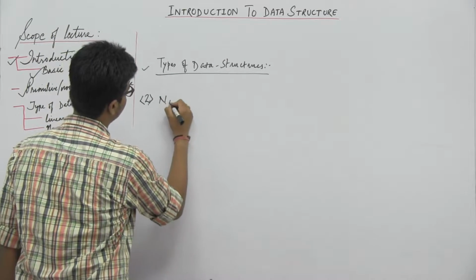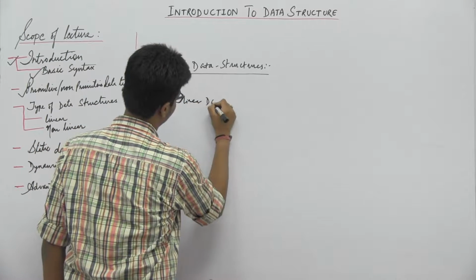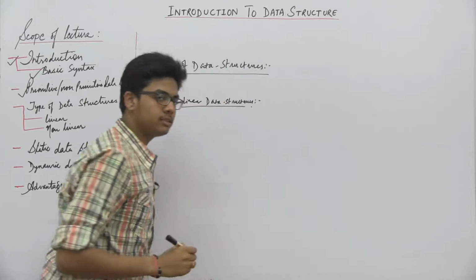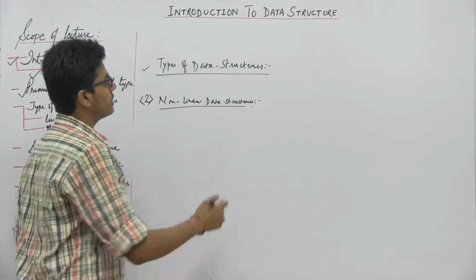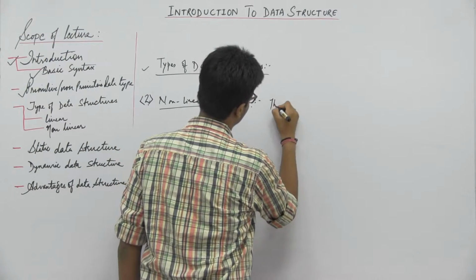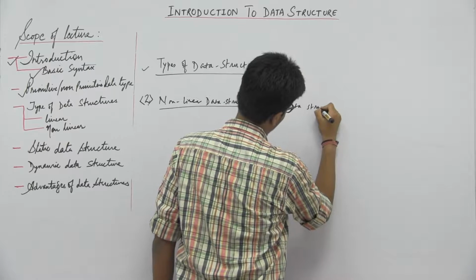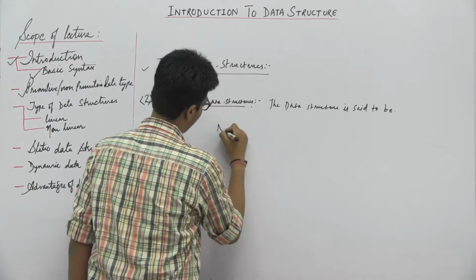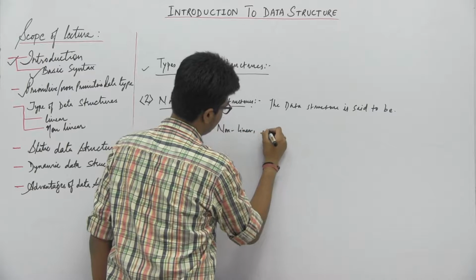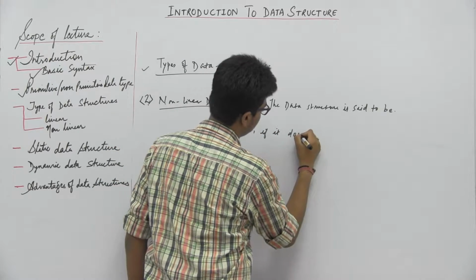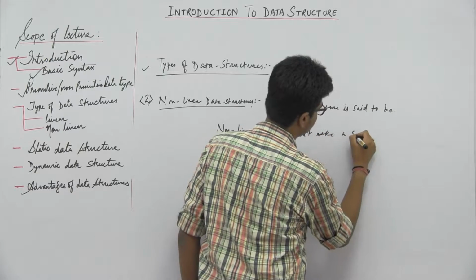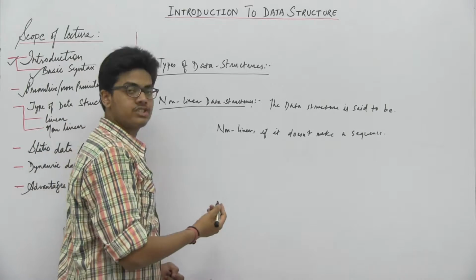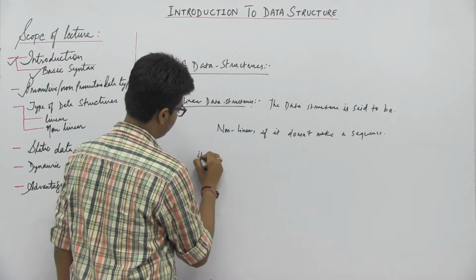Second, non-linear data structure. It is just the opposite of the linear data structure. A data structure is said to be non-linear if it does not make a sequence like array or stack, right? It does not make a sequence like a list. Let's say graph.